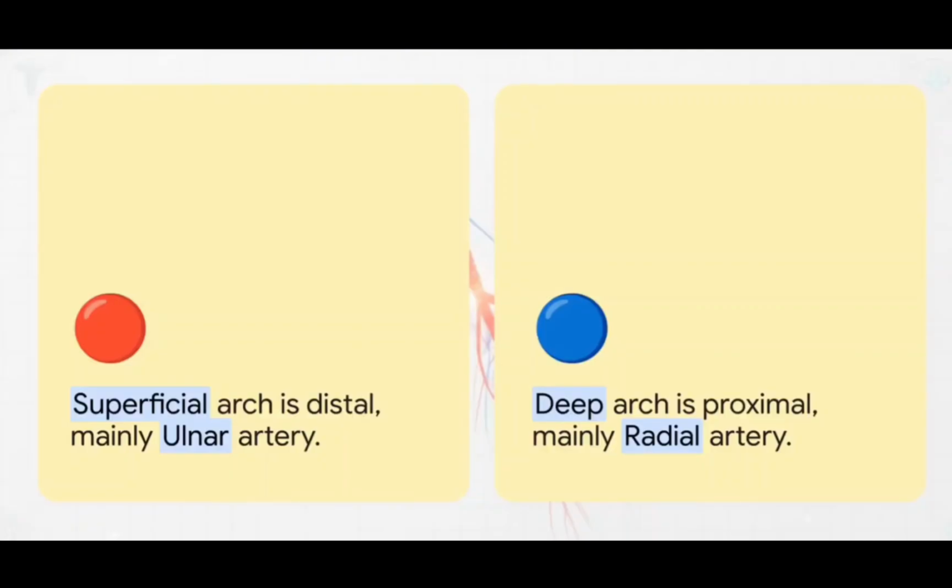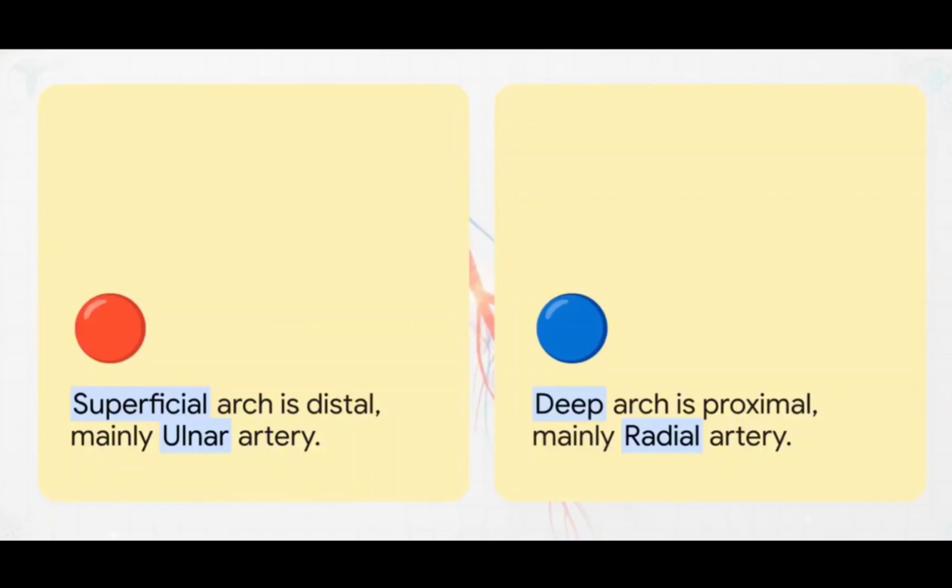Now we finally reach the hand, where the radial and ulnar arteries join forces once again to create the palmar arches. This is a classic comparison for exams. Ik simple trick याद रखो. The ulnar artery is mainly responsible for the superficial arch, while the radial artery dives deep to primarily form the deep arch. Plus, logically, the superficial arch sits more distally in the hand, while the deep arch sits more proximally. So ulnar for superficial, radial for deep.